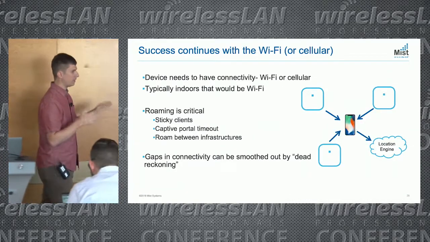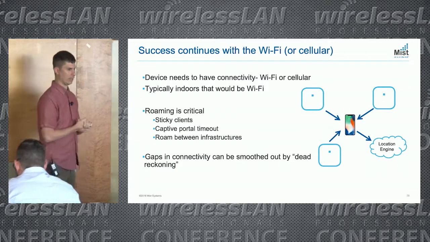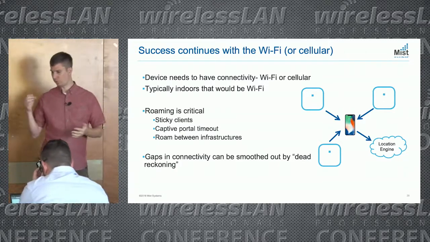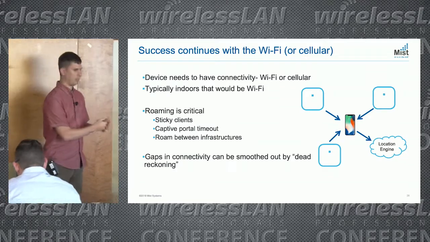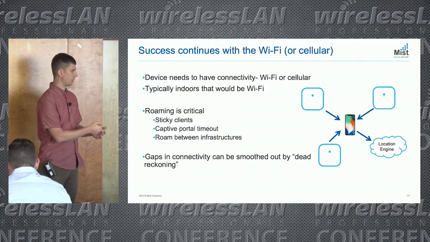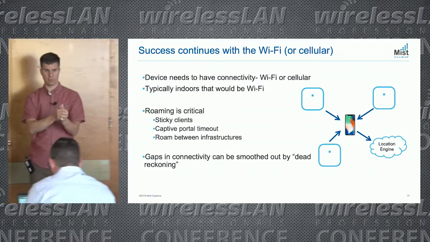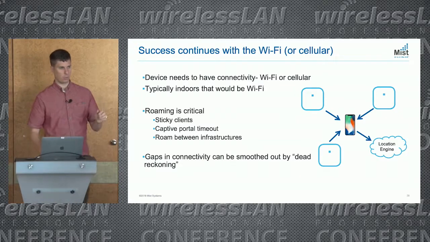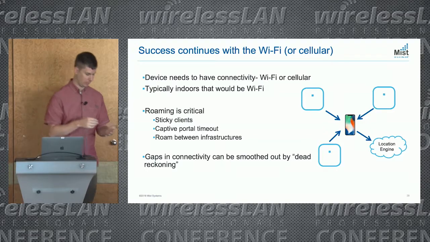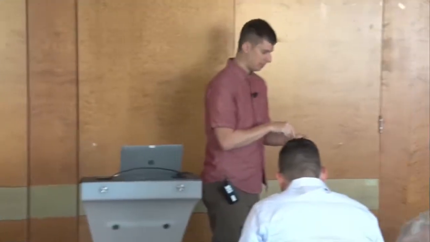Roaming, the Wi-Fi and cellular are also very important for location. The way that the location gets calculated, the clients are sending location data up to the cloud. And so if they don't have a stable connection, whether it's over Wi-Fi or cellular, it's going to lead to gaps in the location data, which leads to either the dot stuttering or the dot jumping. So that's not a great situation.